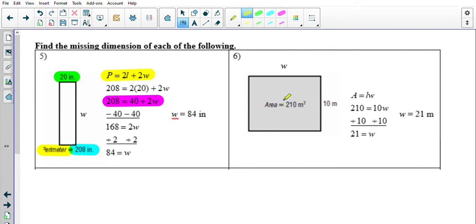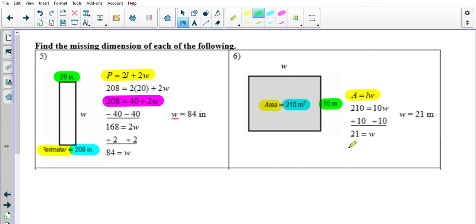This time we're given the area, so we're going to use the area formula for a rectangle, which is length times width. Replace A with 210, since I know the area is 210. We're going to replace L with 10. So I'll highlight that in green here. So we're given the length. So we have 210 equals 10 times W.